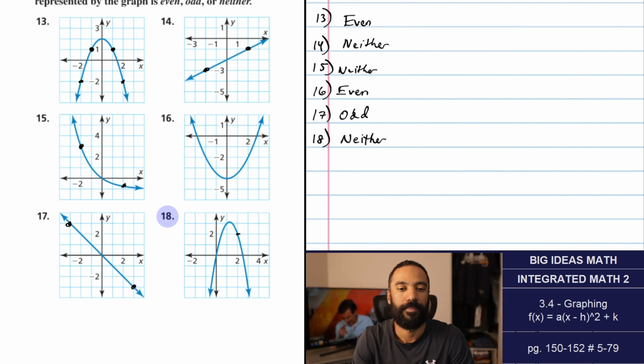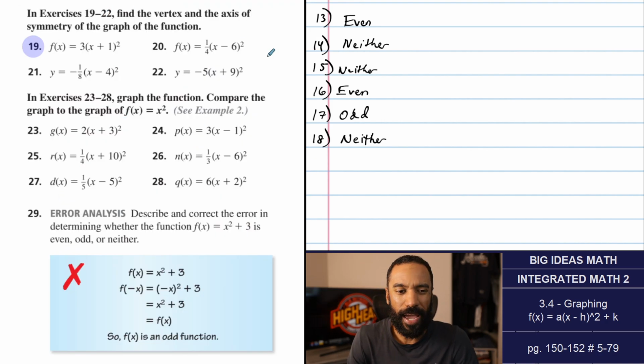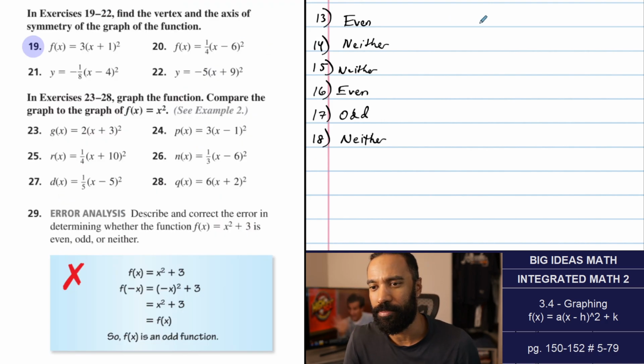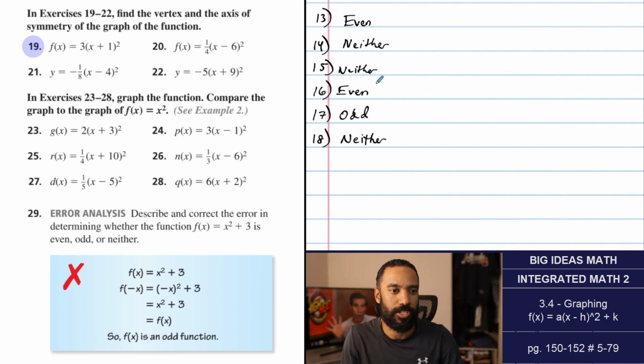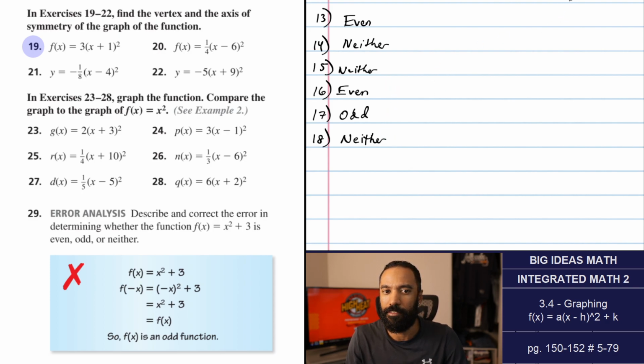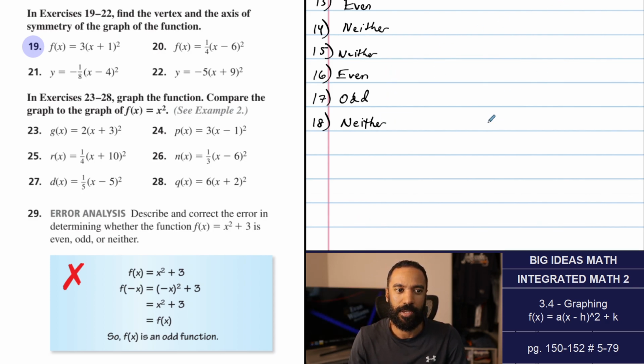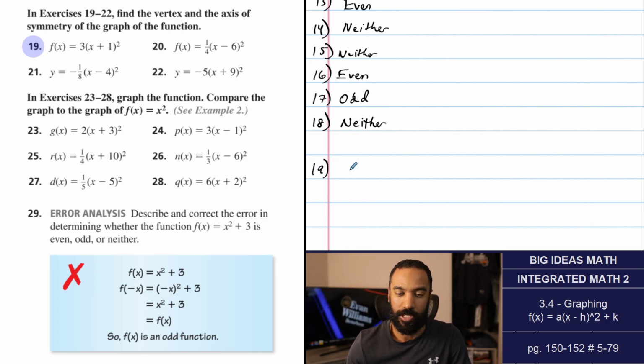Okay, all right, and that is the first set. So I guess those went kind of fast, especially if we have to talk about them more. I will go very fast with them, but it's not as slow as graphing. Okay, in 19 to 22, find the vertex and the axis of symmetry of the graph of the function. They don't ask me to graph, and I'm not expecting to necessarily. I can do little rough sketches, but that would be it.